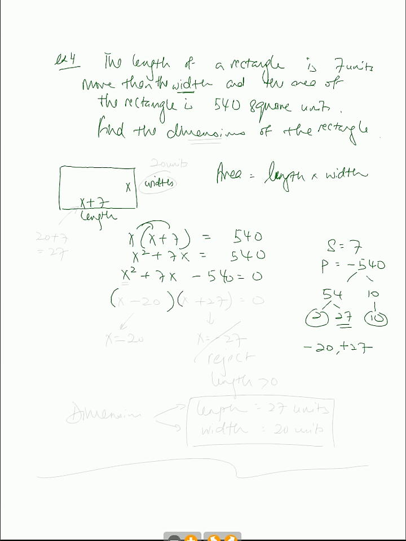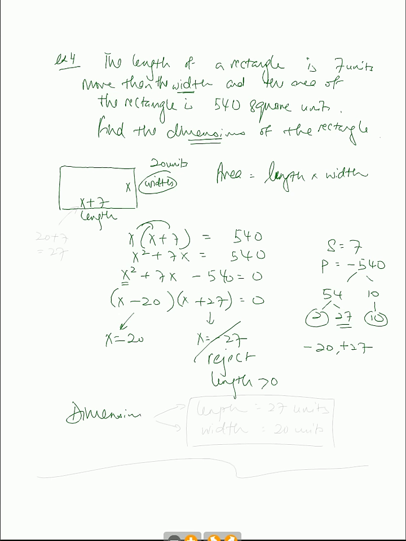Okay, so start two parentheses. Because this is x squared, I'm going to use x and x, and the two numbers are minus 20 and positive 27. So that means that my x is going to be 20, and in this case my x is going to be negative 27, which I'm going to have to reject. And the reason is because length of any side must be more than 0. So if you go back to the picture, you notice x represents the width, so that means the width is 20 units, right? The question is asking for dimensions, so make sure you understand what this word means.